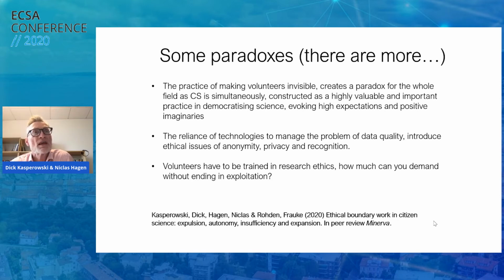But the main thing here is that the practice of volunteers and making that practice invisible creates a paradox for the field at large, since we are now constructing this field as democratizing science with highly visible participants. There are more, of course, in the paper below, and you can just reach out to us for a preprint of this.